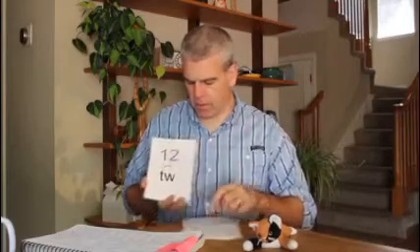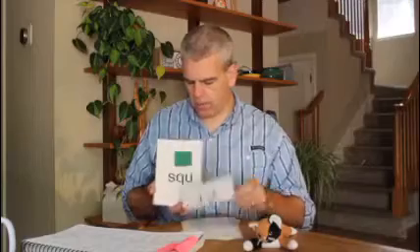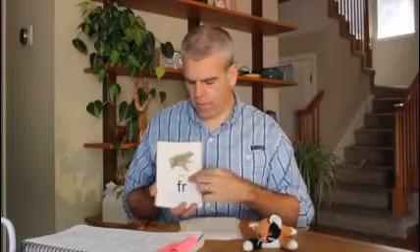GR, grasshopper. SCR, scream. BR, bread. SN, snake. SM, smile. FL, flower. TW, twelve. SQU, square. FR, frog. CH, chick. PH, phone. THR, three. SH, sheep. GL, globe.